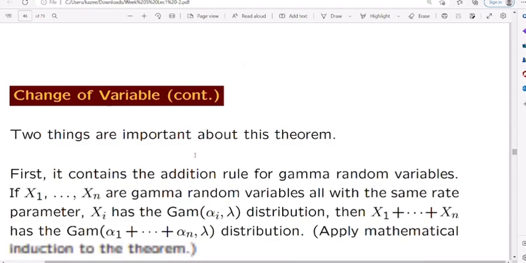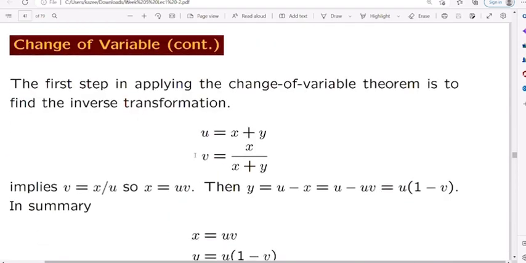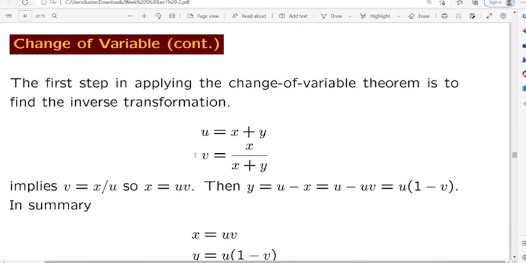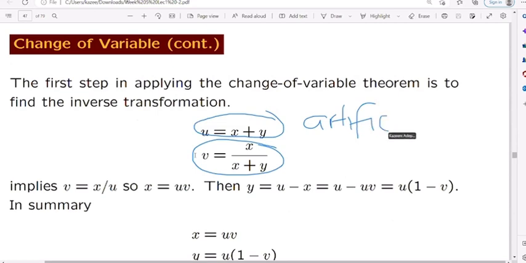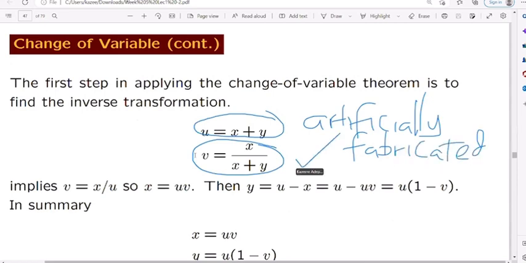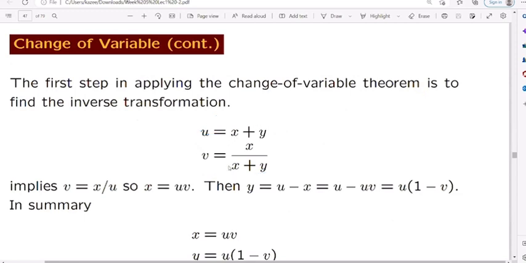Then I'm going to go back into how to do that now using the method of Jacobian transformation. If you want to start, don't forget, this is what you're seeking, and this is the one you create. This is an artificial one, artificially fabricated. This is a real one. Now, after that, you have this in place.